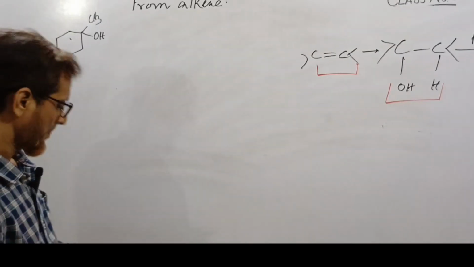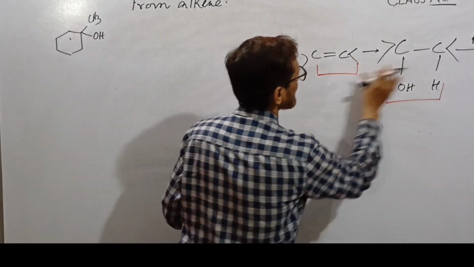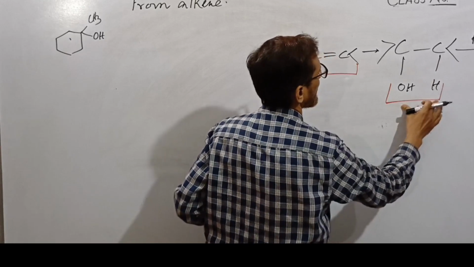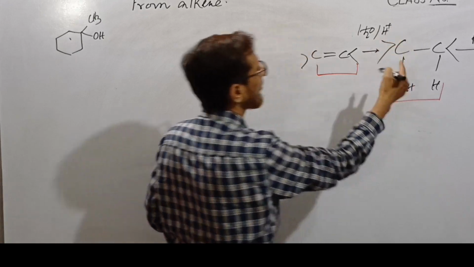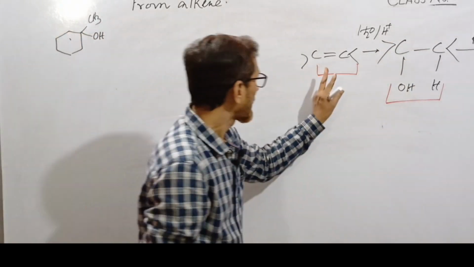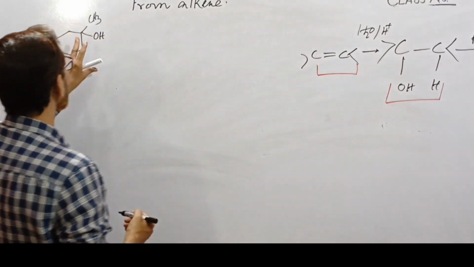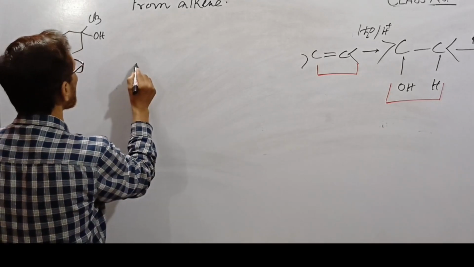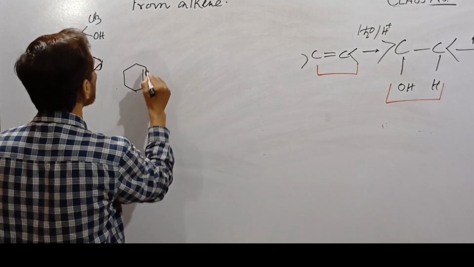So you are asked to prepare this from alkene. Am I right? So naturally alcohol is obtained from alkene by acid hydrolysis of alkene. You are asked to prepare this compound from alkene. So you should first start from an alkene.